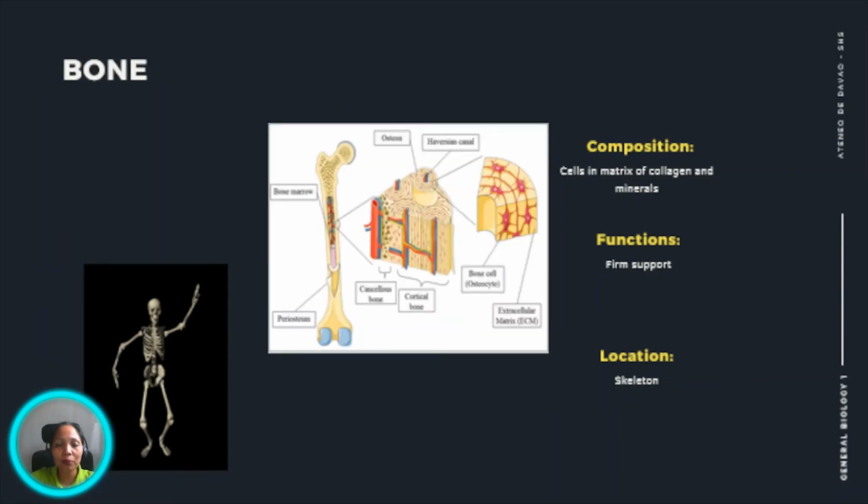The last type of connective tissue is the bone. Bone makes up the vertebrate skeleton. These are cells in matrix of collagen and minerals, and it gives firm support.